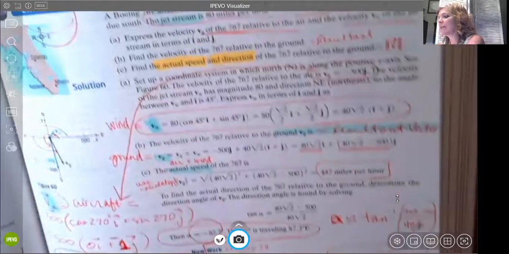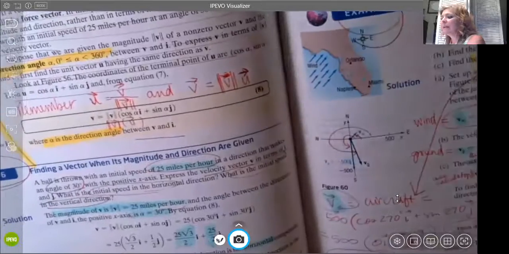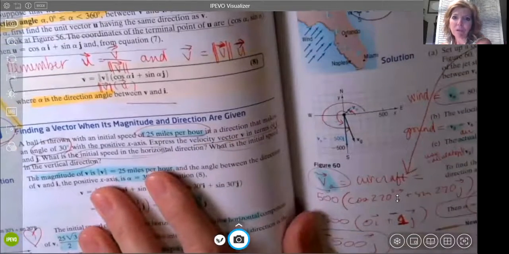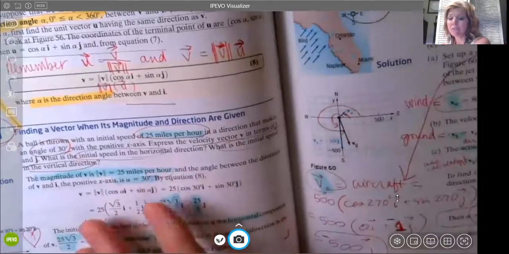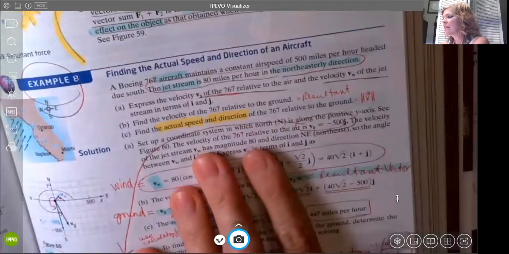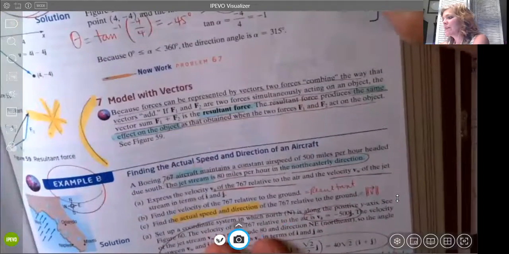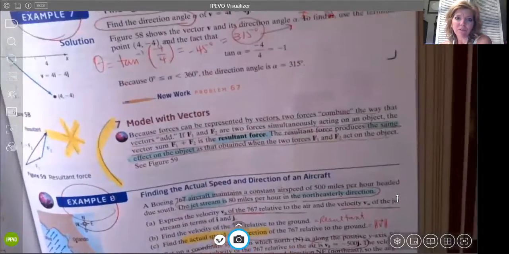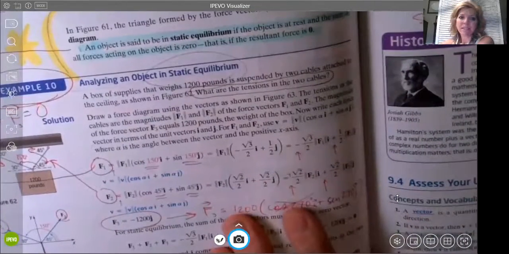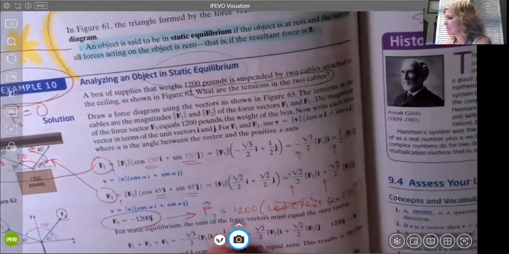Like, how do I calculate magnitude? And then there are going to be word problems on this test. So if it's a word problem I pointed out in the videos, make sure you fully understand how to do it, like the aircraft. Looking up here, can you find the direction angle? And I've asked you to put that formula on your formula card. Oh, and here's a good one: if we're at static equilibrium.